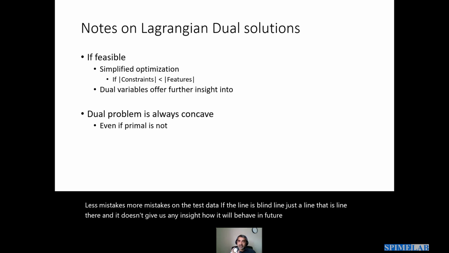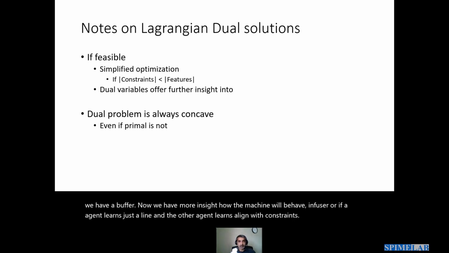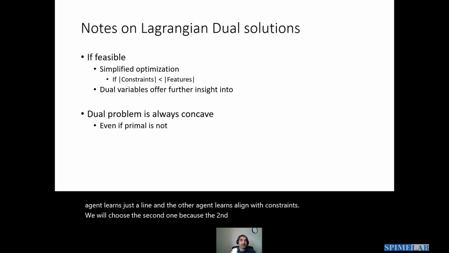But with the constraints, we have a buffer now. We have more insight into how the machine will behave in the future. Or if an AI agent learns just a line and another agent learns a line with constraints, we will choose the second one because the second one has some bumper, right?